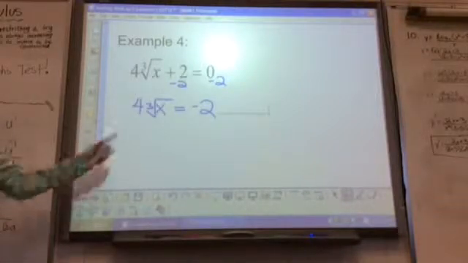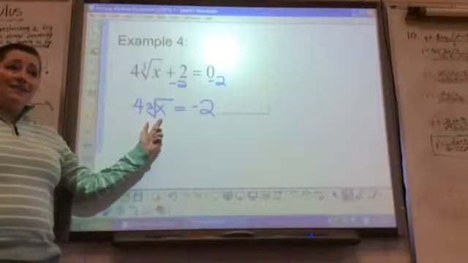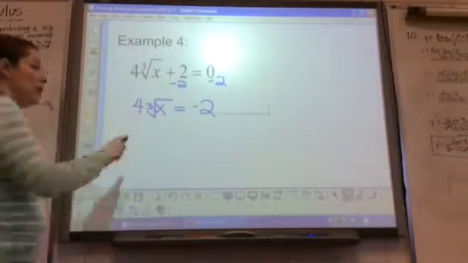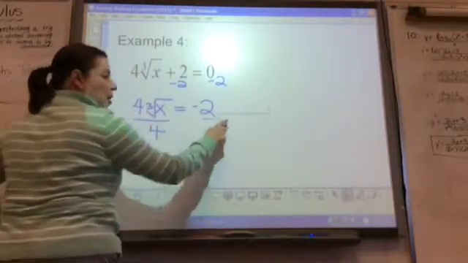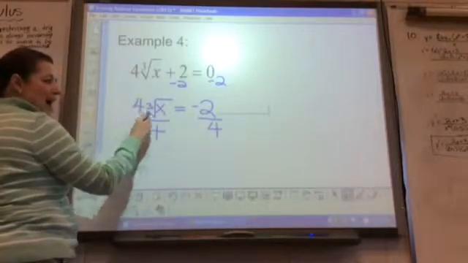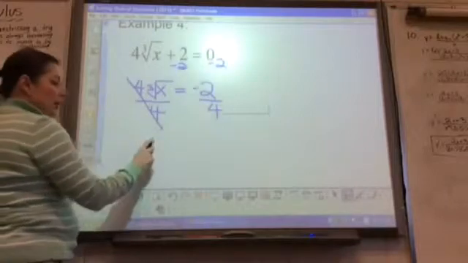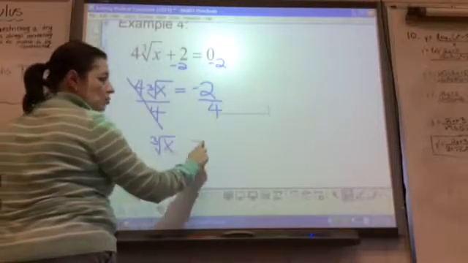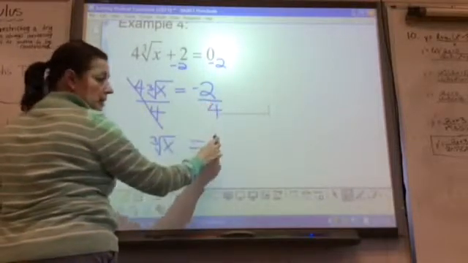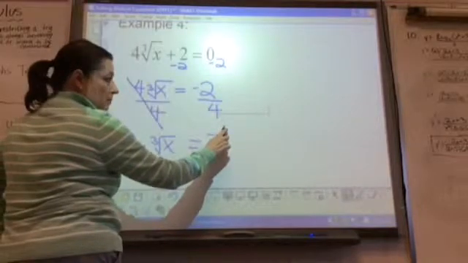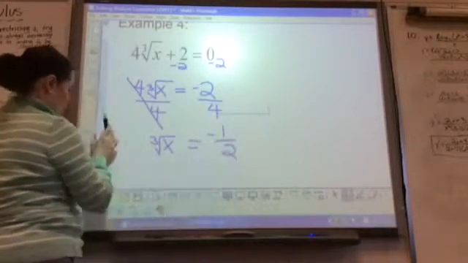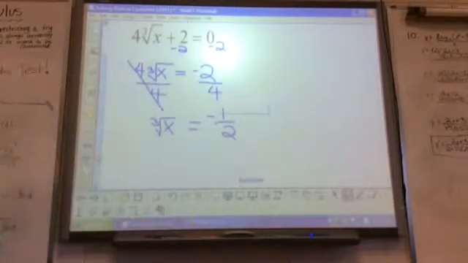Divide by 4. Radical is not by itself, so we got to get rid of that 4. He said divide by 4. Here's why, because that was 4 times, and we do the opposite. So we got cube root of x equal to negative 1/2. Reduced. Now what?